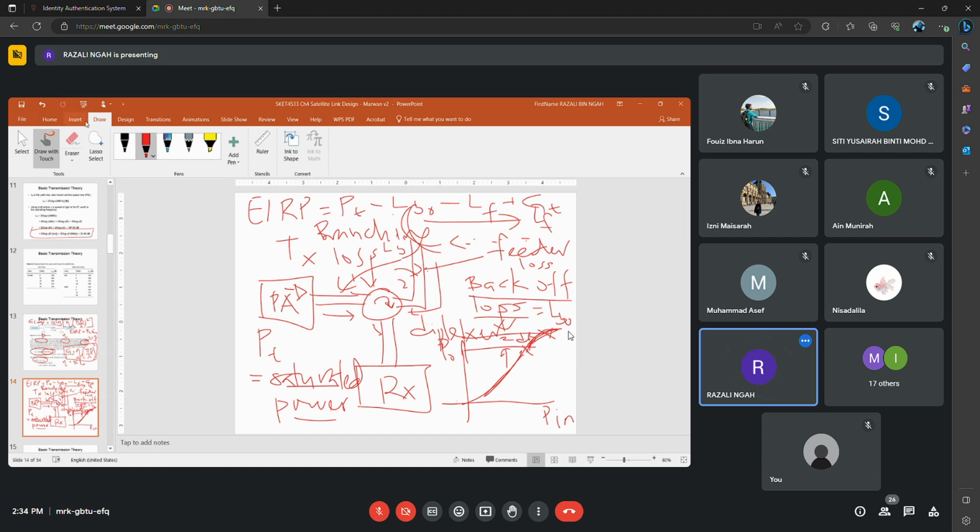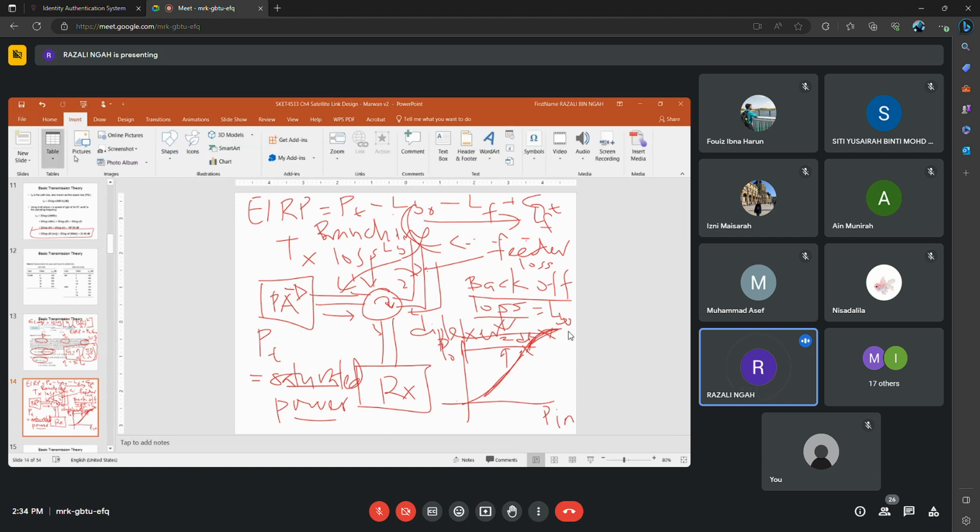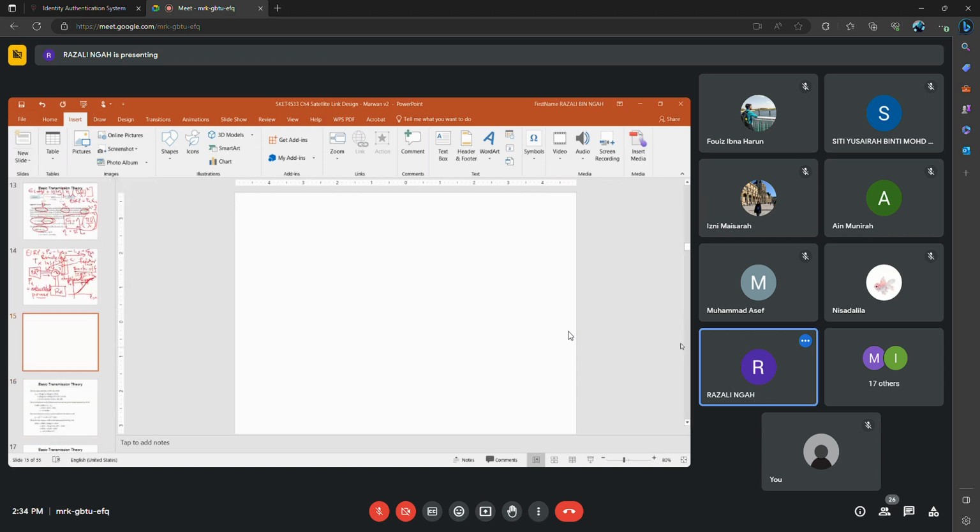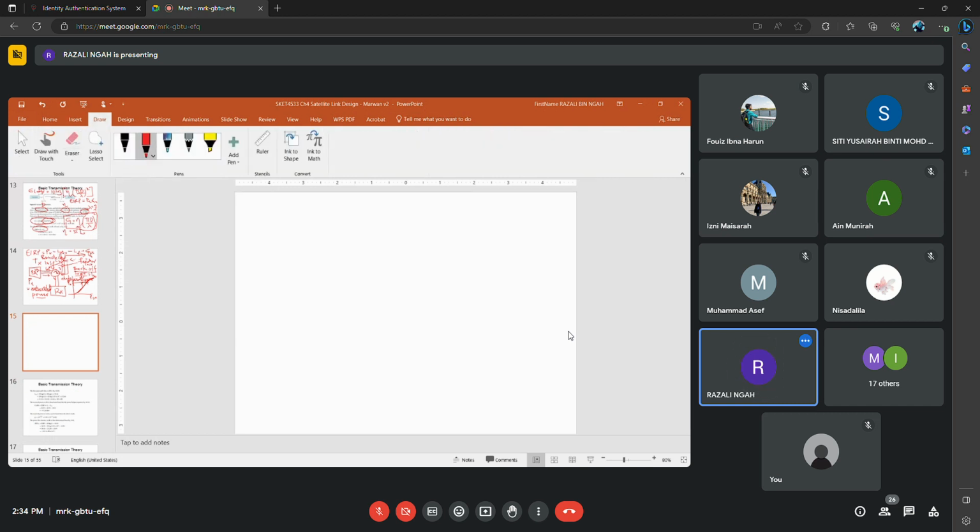So I insert a new slide. So we have EIRP equal to PT minus back off loss, minus branching loss, minus feeder loss, plus GT.